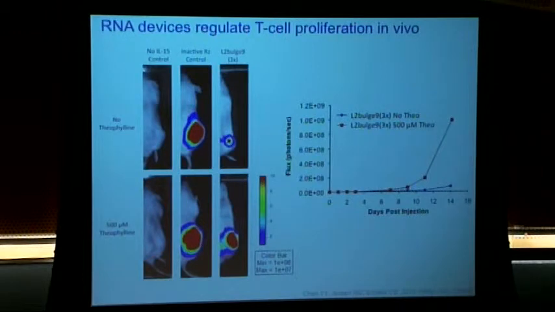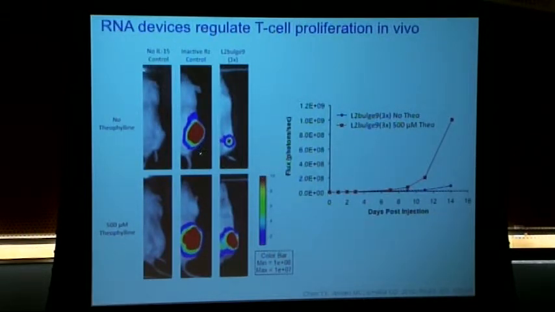And then the final thing we had done in this early system was essentially to look at whether this would translate to control within a mouse model. And so here we have T cells that are expressing luciferase, also expressing that construct that I showed you previously with our RNA device regulating the cytokine expression. The luciferase is just to image the proliferation of the T cells. This was a flank injection in the absence and presence of drug.